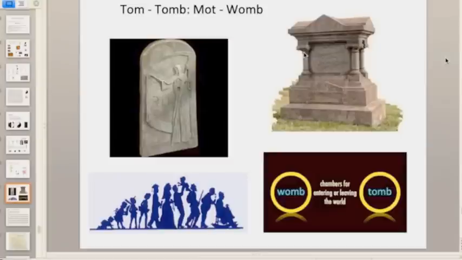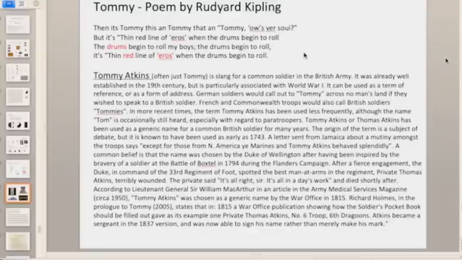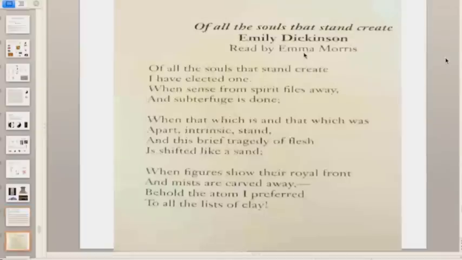Check out these beautiful poems. Emily Dickinson. Of all the souls that stand, create, I have elected one. When sense from spirit flies away and subterfuge is done, when that which is and that which was a part intrinsic stand, and this brief tragedy of flesh is shifted like a sand. When figures show their royal front and mists are carved away, behold the atom I preferred to all the lists of clay. Wow.